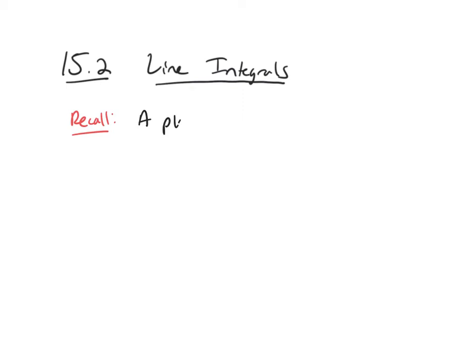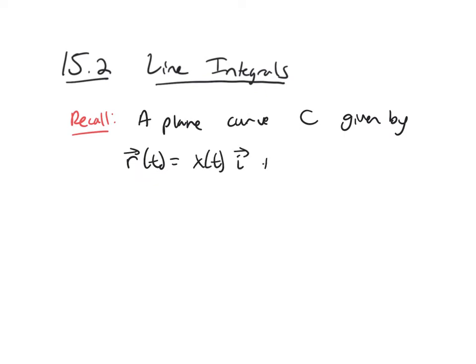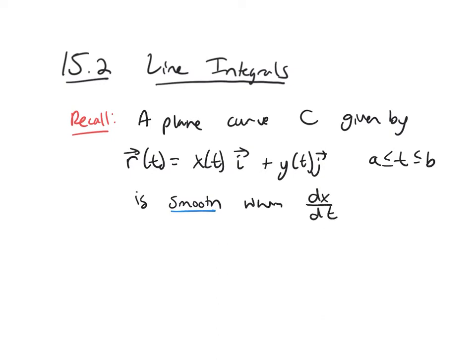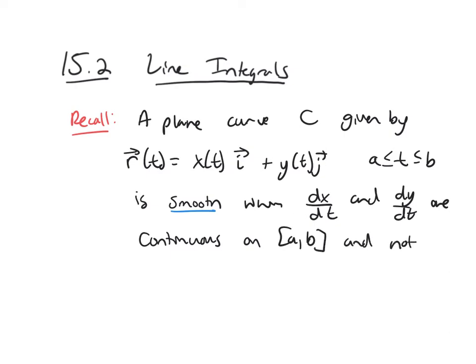So recall that a plane curve C given by r of t equals x of t i plus y of t j, and let's say t goes between a and b, is smooth when the derivatives dx/dt and dy/dt are continuous on the interval a to b and not simultaneously zero.